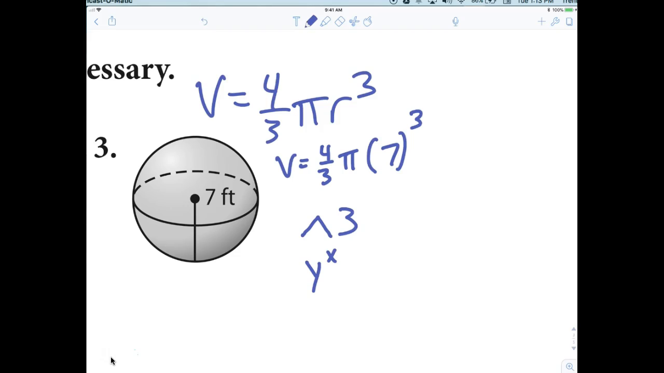All right. So, again, there's a button here for the third power. You have to make sure you know how to do that on your calculator. So somebody tell me what the answer is. 1,436.8 feet cubed. Thank you very much. Did you get that?